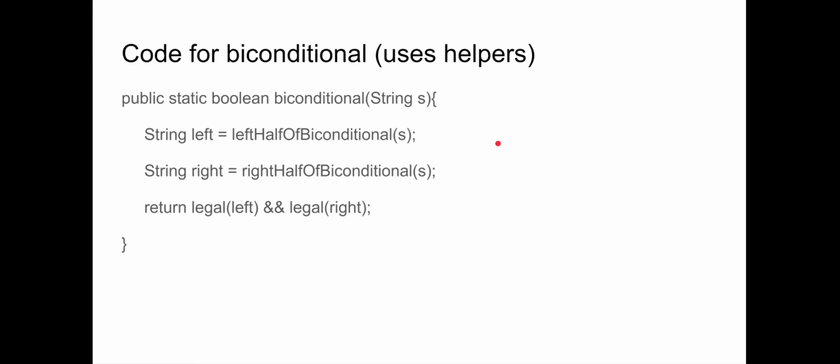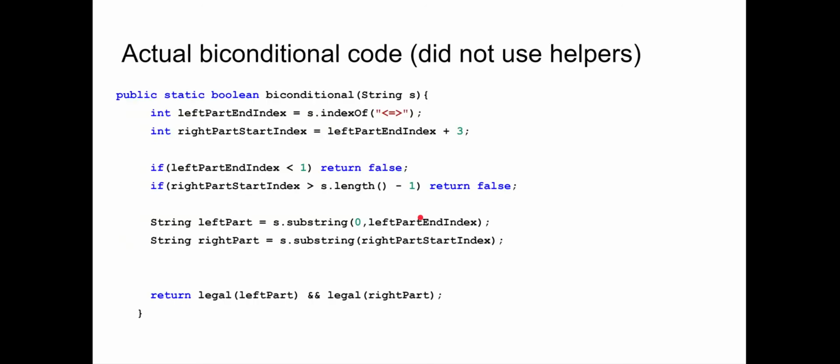But assuming that those were written for us, all we have to do is take the left half of the biconditional and the right half of the biconditional and do a conjunction. We use logic to write the code to determine whether or not a logical sentence is legal. And we return the conjunction of legal for the left part and legal for the right part. Now, as it happens, here's the actual biconditional code. Here's where we'll stop more or less for this talk. But you can take a look at this, study this, and then watch the next video to see whether or not you understand everything about it.